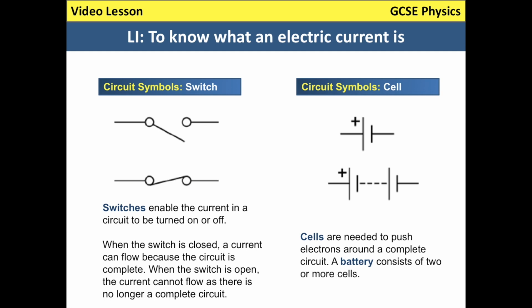You might notice as well that there is a plus next to the larger of the two lines that are in the symbol for a cell. That indicates that the longest arm is the positive terminal. You might see this drawn without the plus next to it, and you would need to know that the longer arm represents the positive end of the cell or the battery.